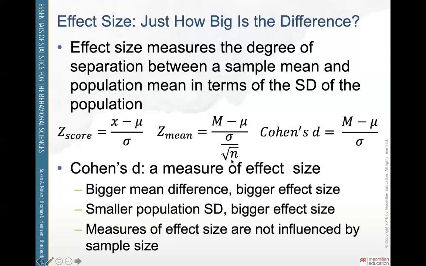So Z mean, and I'll show you more evidence of this in a second, gets bigger as the sample size increases. But you'll notice in the Cohen's d equation, there is no sample size below the standard deviation. There is no n in here. So for Cohen's d, there is no relationship with sample size. As sample size gets bigger, it doesn't influence the value of Cohen's d at all. And I'll show you some more evidence of that in a second.